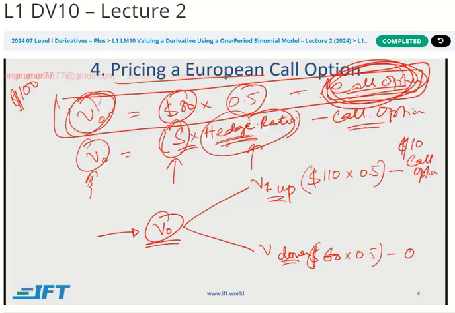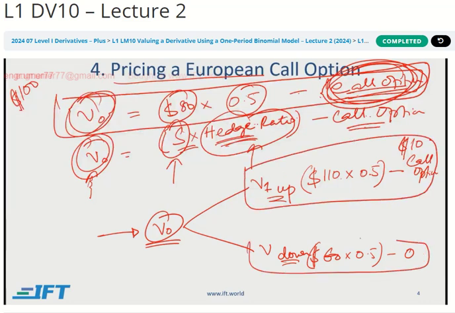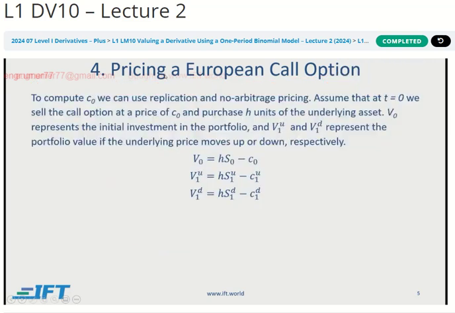And how we figure out the value today is by making the value of tomorrow, whether it is up or down, equal to each other. And that is how we figure out the value and the hedge ratio. And let me demonstrate how all this is done.